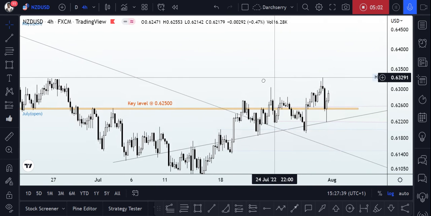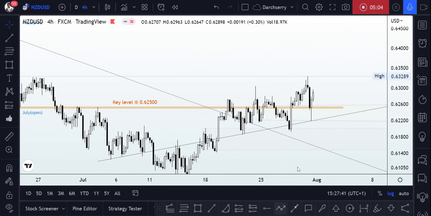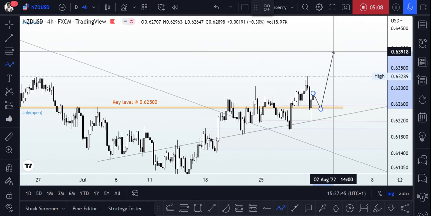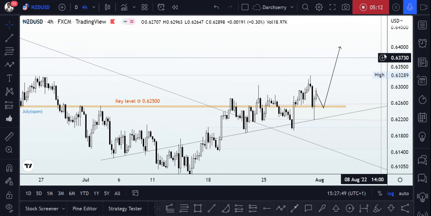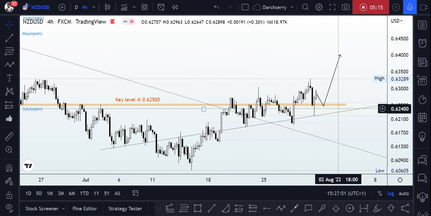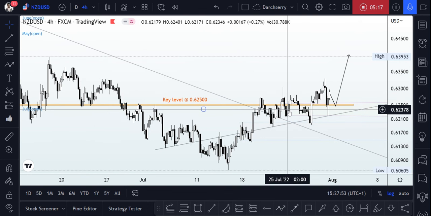There is a possibility that price could come back to do a retest of that structure before we see that bullish potential to the upside. But one thing for sure is I am of the opinion that I will be buying the New Zealand USD.